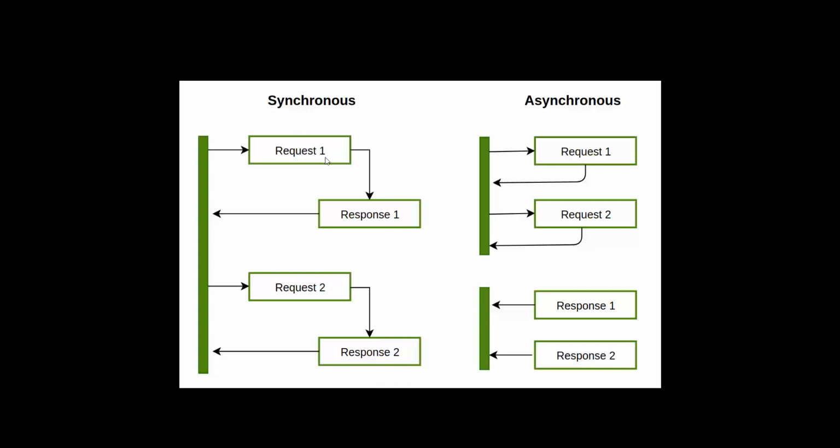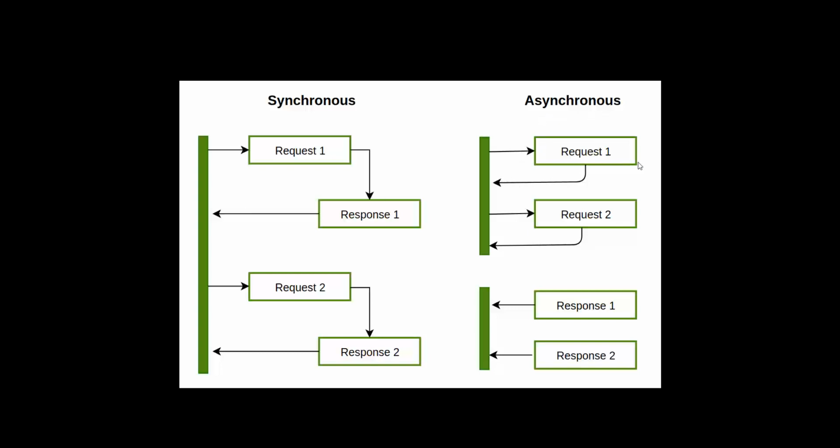It first sends a request, then waits for the response to come back, and only then it sends a second request. So there's a lot of time wasted in between. What if we could fire all the requests together, and then receive the responses as they come in? That will save us a lot of time. And that is exactly what happens in asynchronous programming.